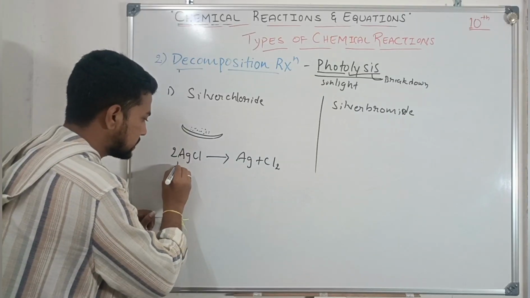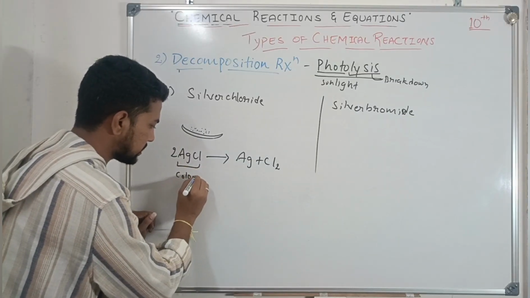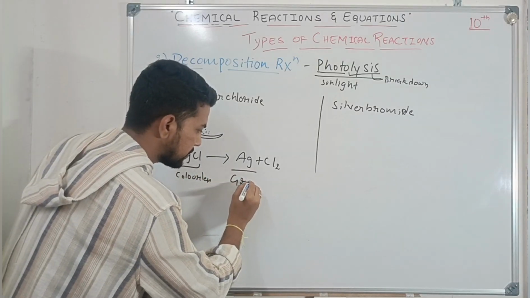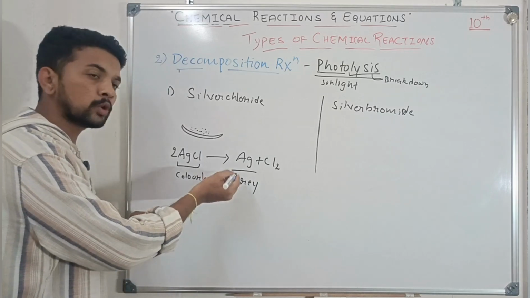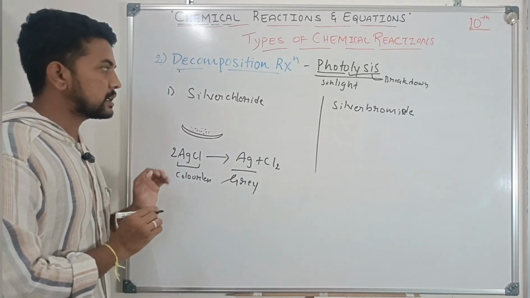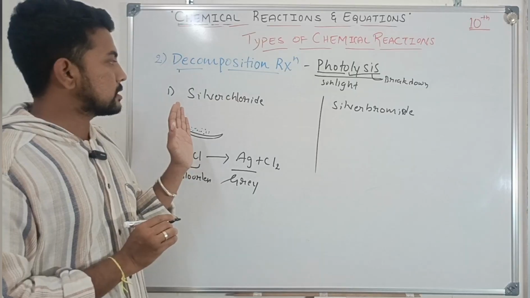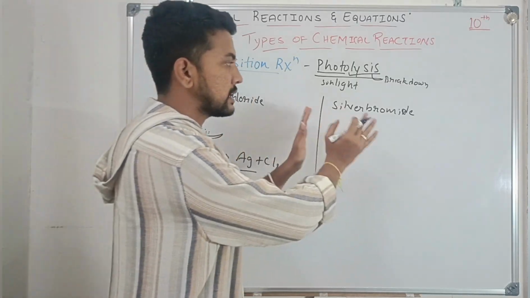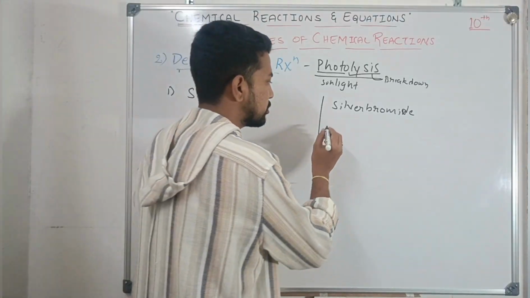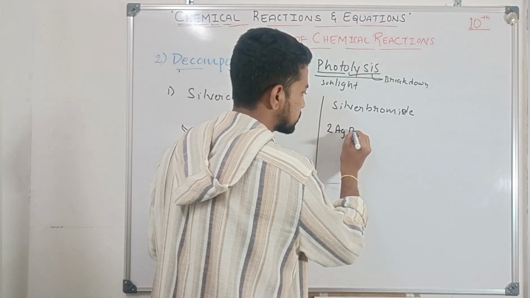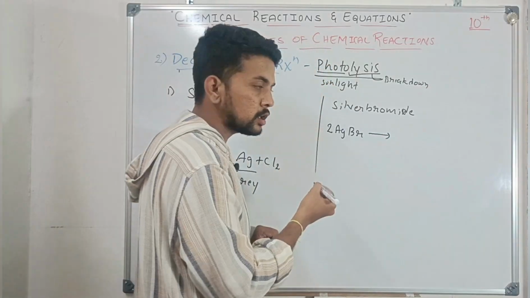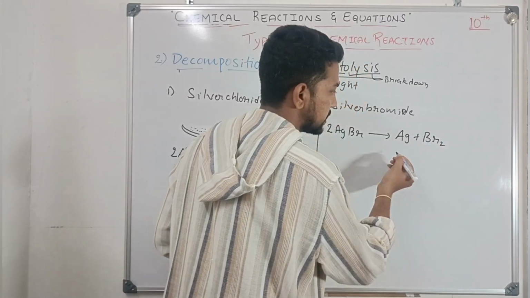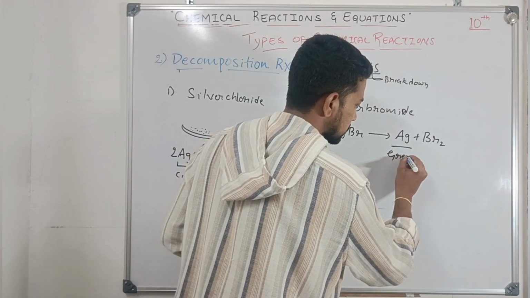Basically this silver chloride is colorless or white in nature. Then after that it is converted into gray color. So the gray color is only because of silver. So it is the example of photolytic decomposition of silver chloride. In the same manner, photolytic decomposition of silver bromide. When the silver bromide is exposed to sunlight, it breaks down to form silver and bromine gas. So here also this silver is gray in color.